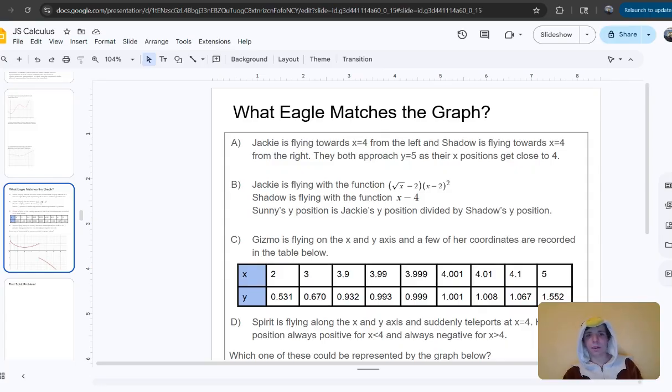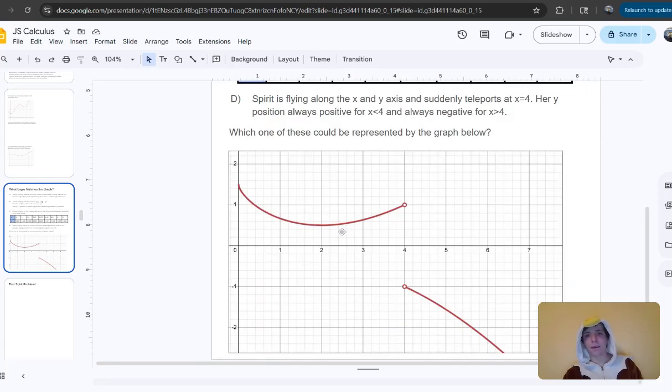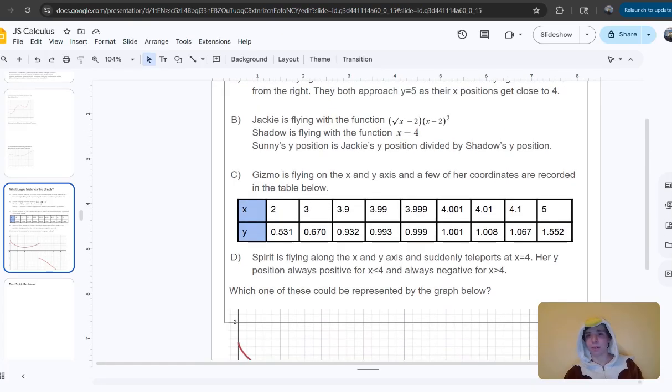Now, if you go over to this problem back here, in the graph, it's approaching 1 from one side and -1 from the other side. But in this one, it's approaching 1 from both sides, so it's not going to be B either. Now let's look at C.